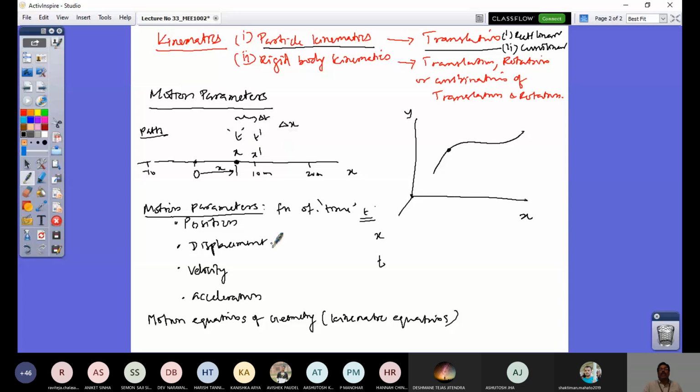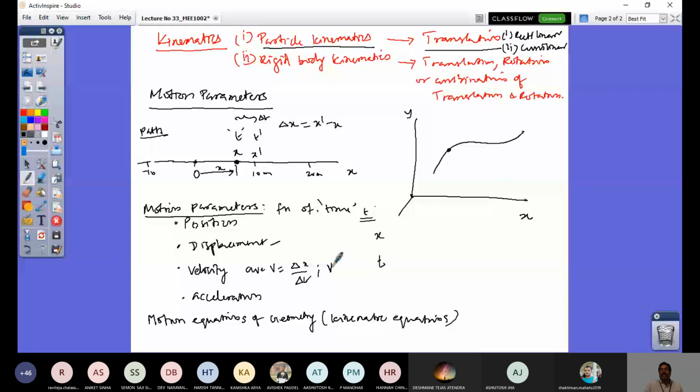This delta x in a straight line is x dash minus x, which is the displacement, and the change in position for the given time is the average velocity, given by delta x by delta t. If this average velocity is expressed further as a limiting value, then it is called a velocity vector.